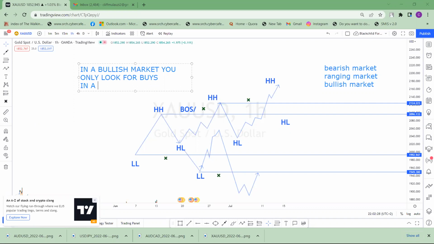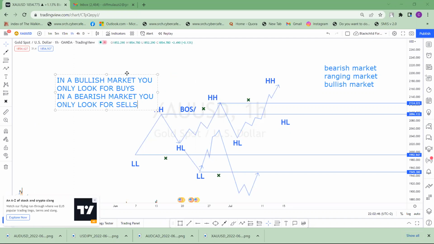In a bearish market, you only look for sells. Don't ever make a mistake. Once you've identified higher highs and lower lows, just know that whenever you identify the market is pushing to the upside, the only thing you can look for is buys. And if the market is only coming to the downside, the only thing you can look for is a sell.